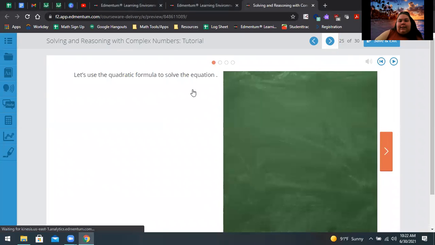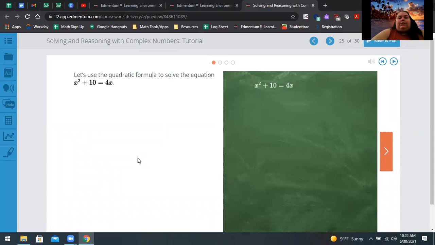Moving on to slide 25. Let's use the quadratic formula to solve this equation. Remember two things: in order to even start the quadratic formula, we need to have our equation set equal to 0, which I don't see anywhere here. And we want to have it in standard form, because that makes it easy to find our a, b, and c.